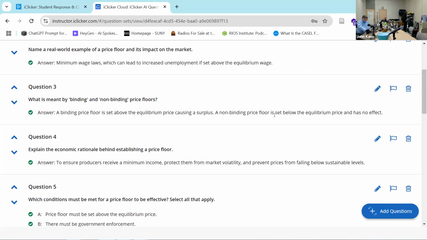But this is a good question. When is it binding? When is it not binding? And so these would be the free response types of things.